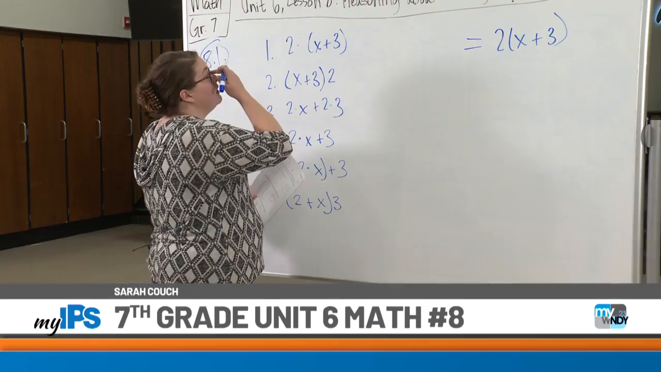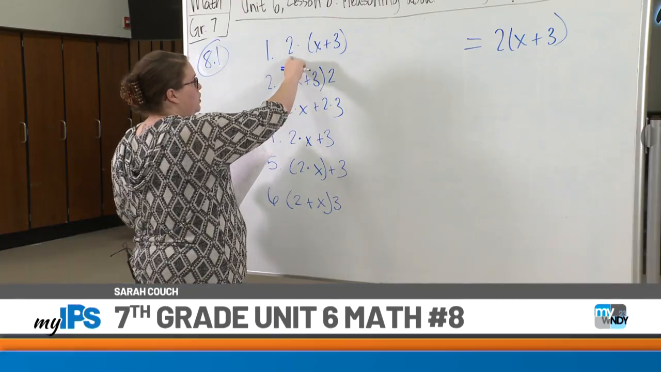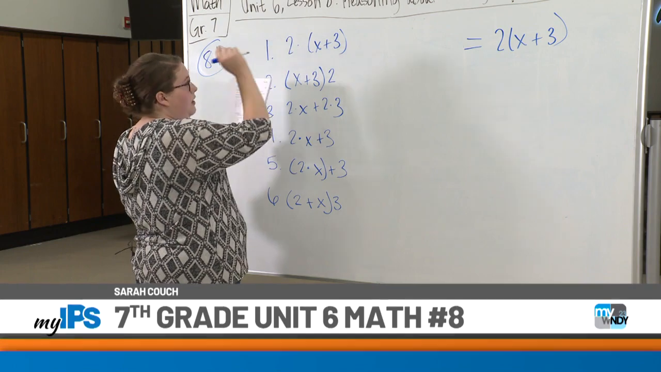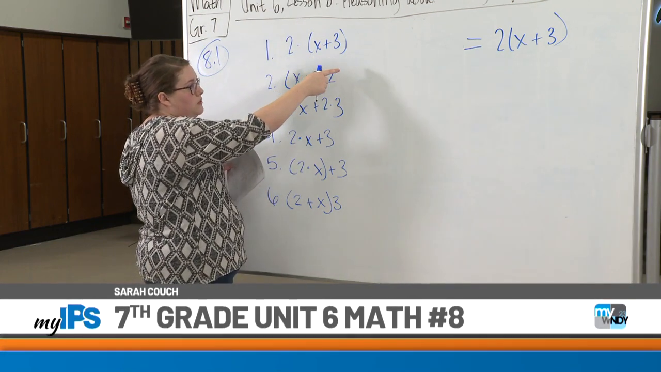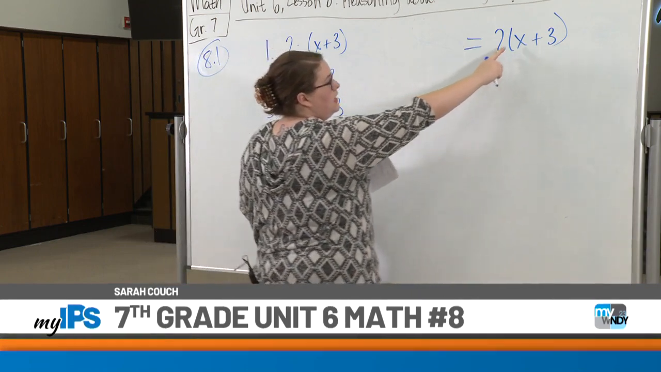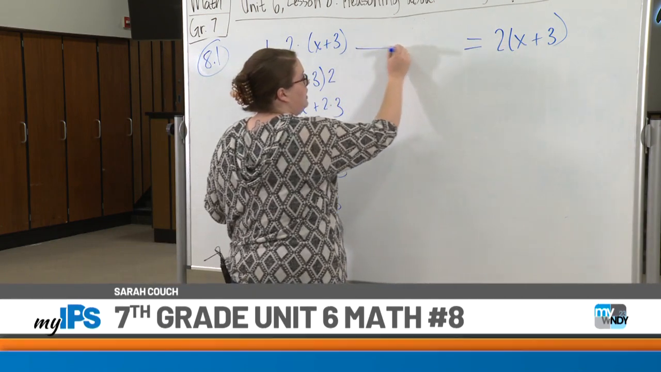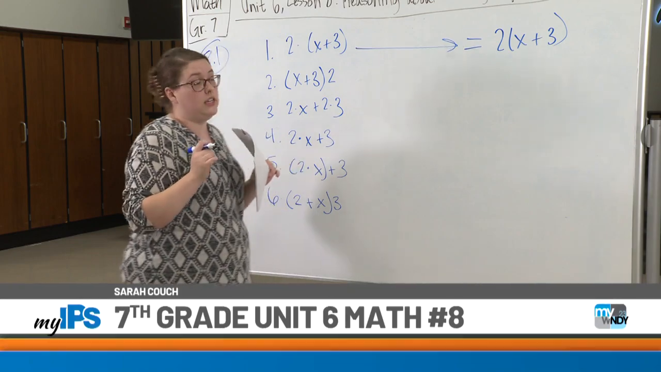So let's think about this. So 1 is 2 in this little circle. This dot means multiply, right? So 2 multiplied by the quantity x plus 3. Well, that's saying the exact same thing. We just took out a dot because we don't really need it. So yes, number 1 is equivalent.